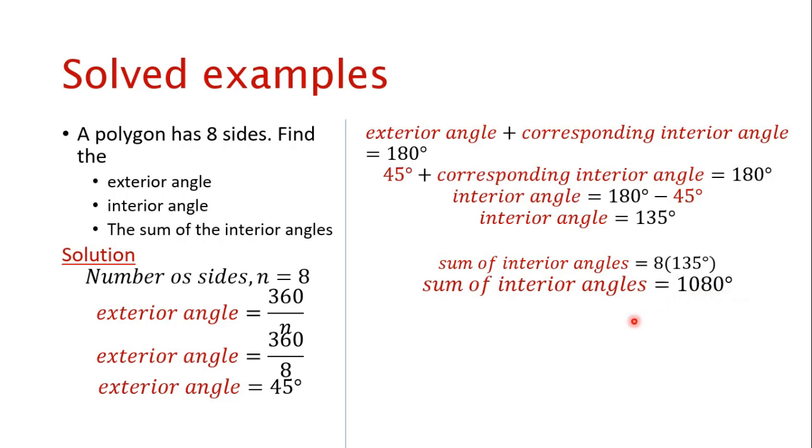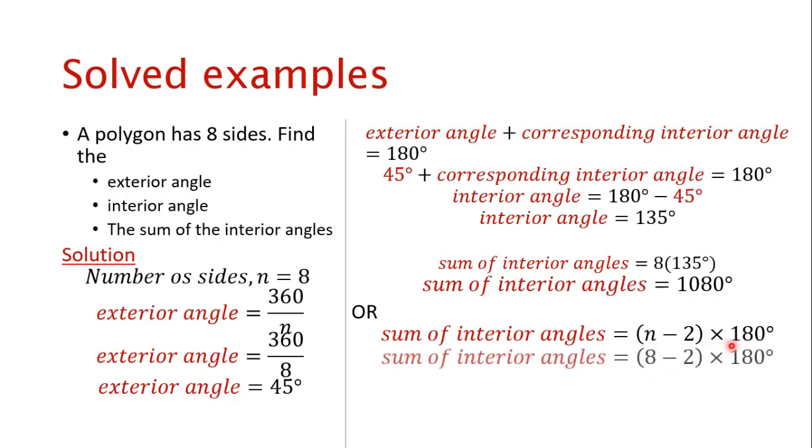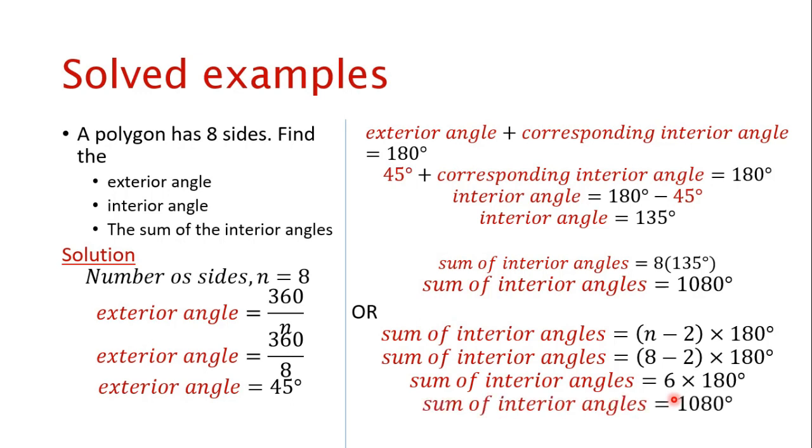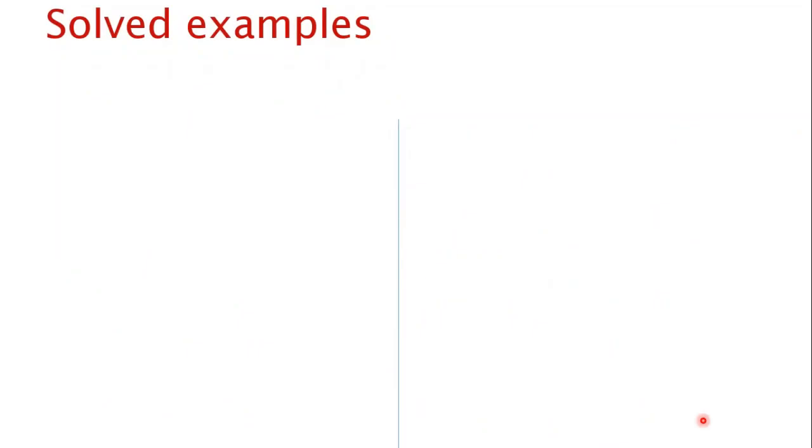Or we use the formula for finding the sum of interior angles, which is n minus 2 multiplied by 180. We replace n with 8. We know that a polygon has 8 sides. So 8 minus 2 gives us 6. So 6 multiplied by 180 gives us what? Should give us the same 1080 degrees. Yes. So the sum of interior angles here is 1080 degrees. Very good. Let's look at another example.